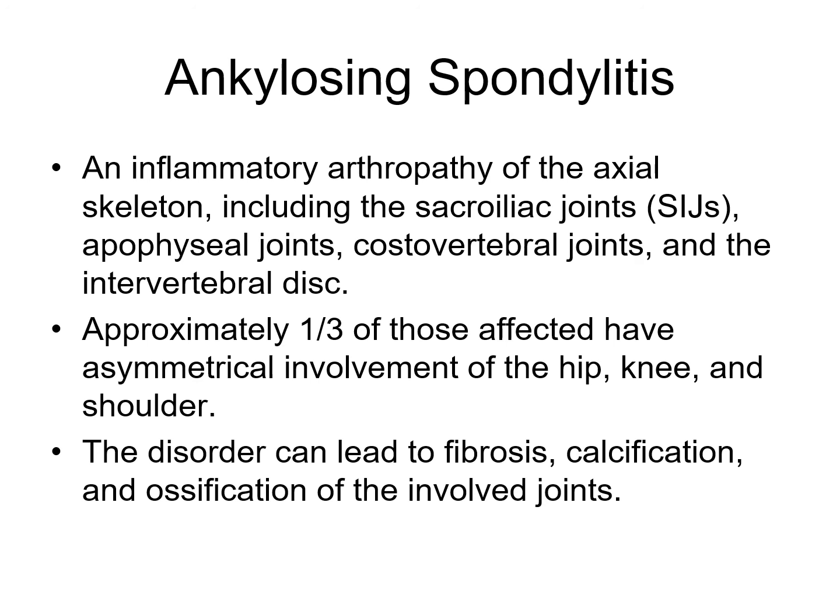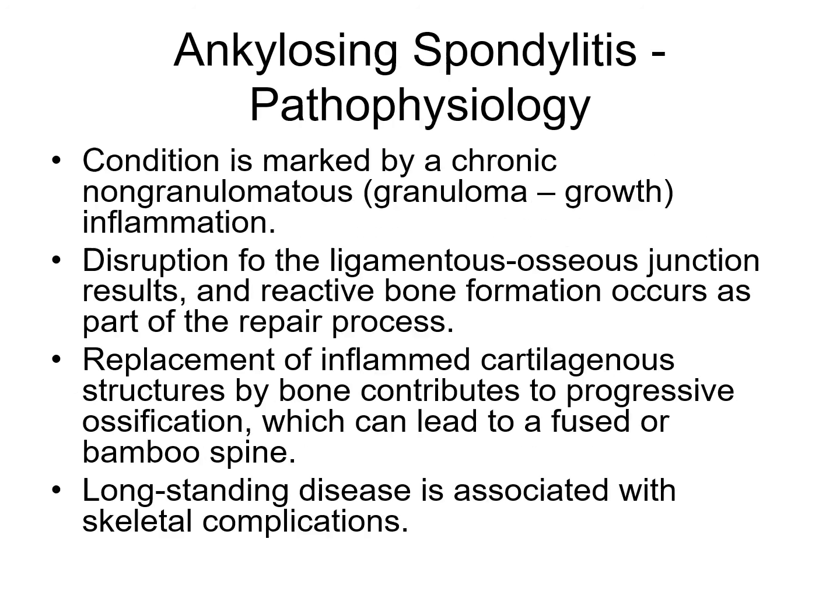Approximately 1/3 of those affected may have asymmetrical involvement, one side more than another, of the hip, knee, and shoulder, and the disorder can lead to fibrosis, calcification, and ossification of the joint. Ankylosing spondylitis is a condition characterized by a chronic non-granulomatous inflammation.